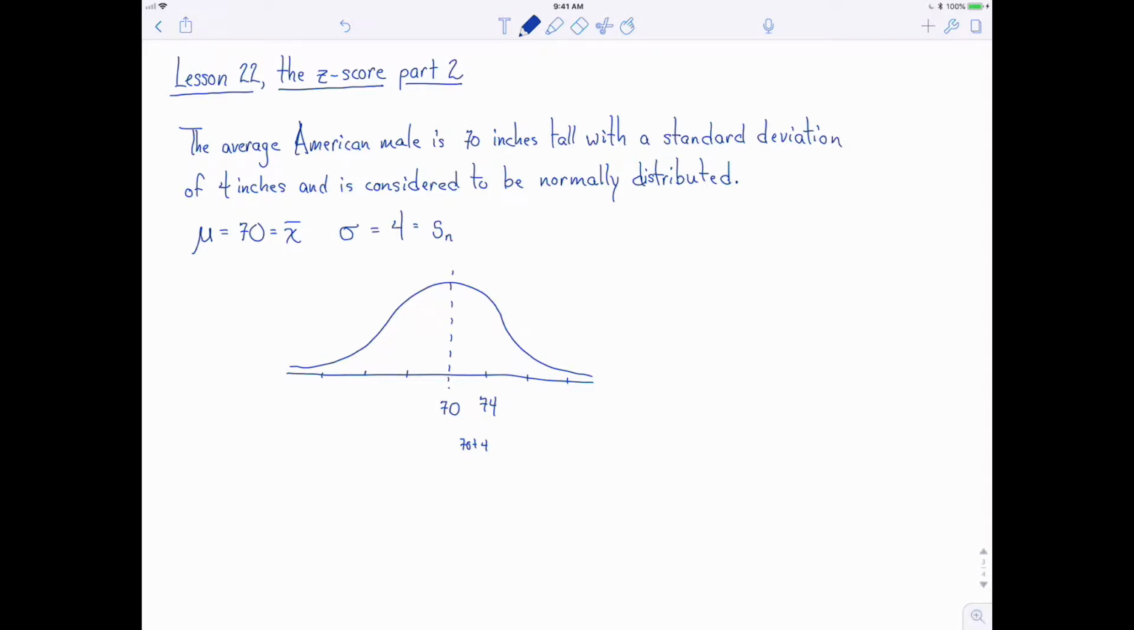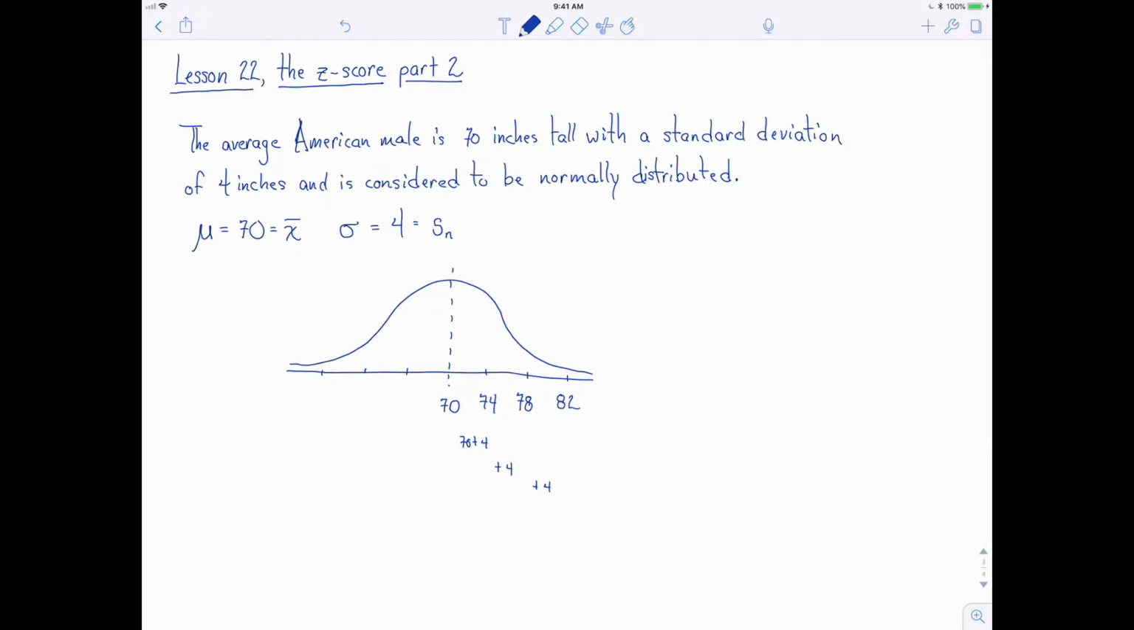And then if I add another 4 to that, that's 78 inches tall. And finally, if I add even another 4 to that, I would be at 82 inches. And likewise, if I took 70 and subtracted 4 from it, this would be 66 inches, one standard deviation below. If we subtract another 4, we'd be at 62, and subtract another 4 to be at 58.